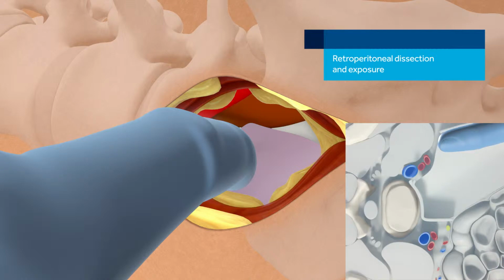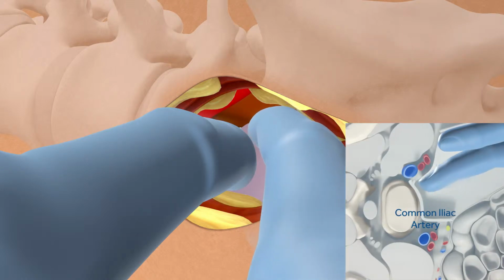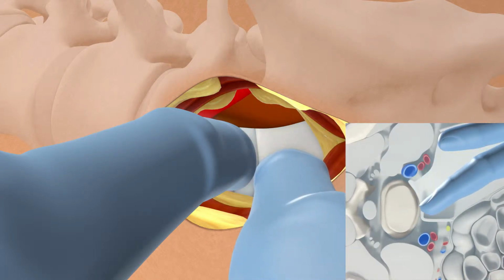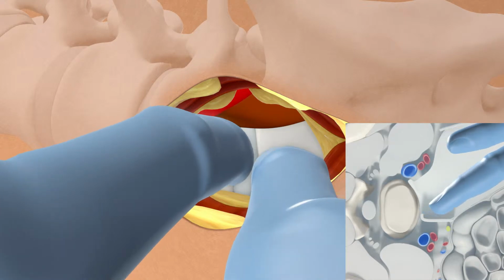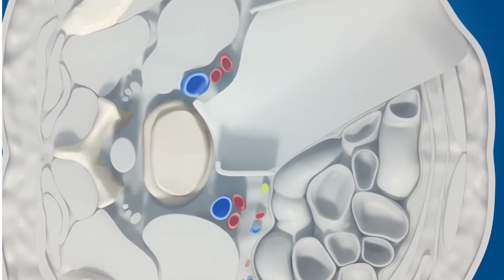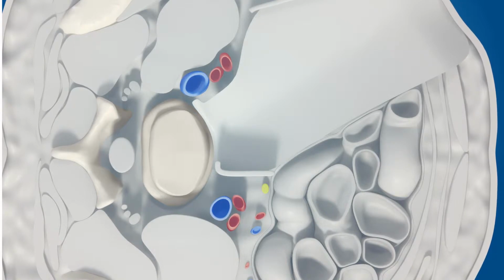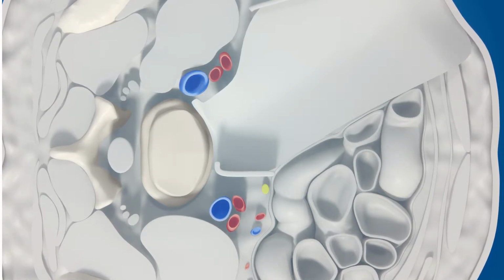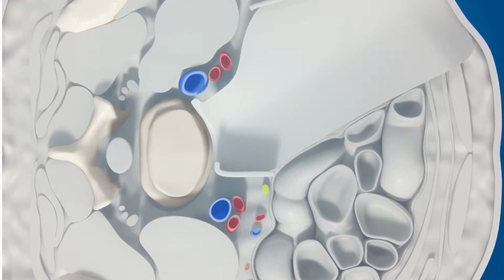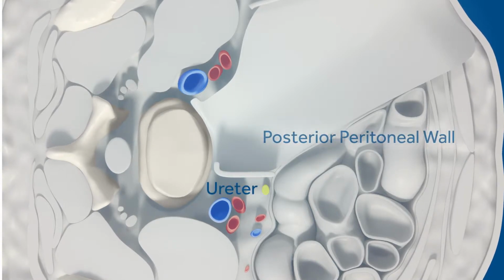Feel the medial border of the common iliac artery, then the disc and sacral promontory without mobilizing the common iliac artery and vein. A wide rostral to caudal development of the retroperitoneal plane is worthwhile to maintain the attachment of the ureter to the posterior peritoneal wall.